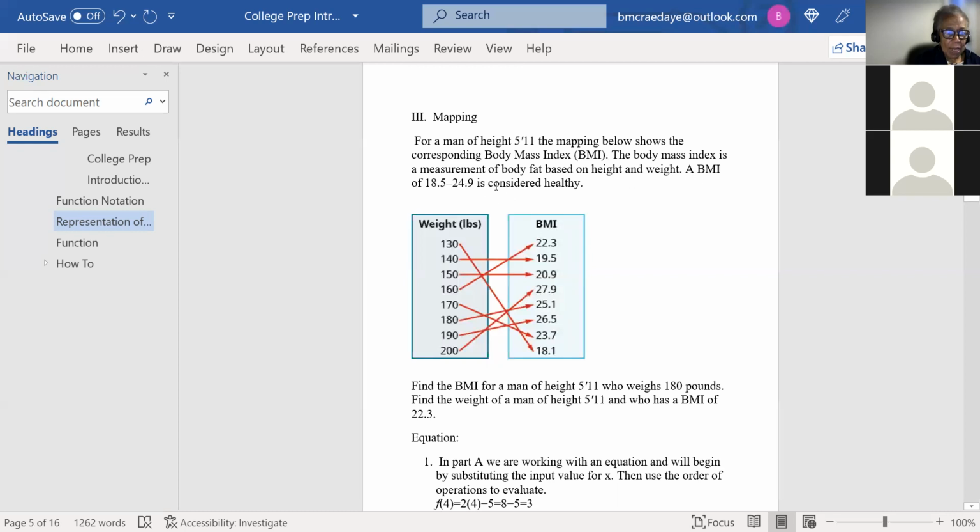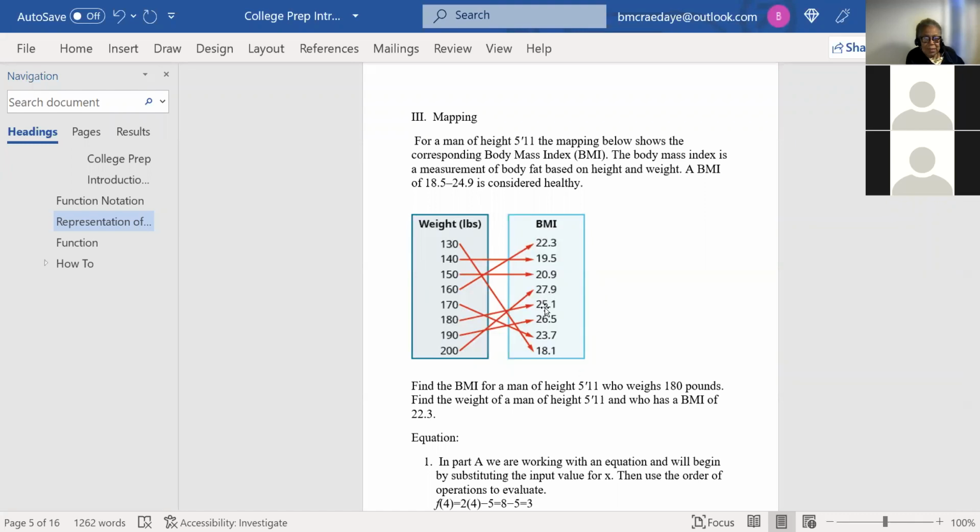of 18.5 to 24.9 is considered healthy. Now, what you do here is find the BMI for a man of height 5'11", because this whole thing is for 5 feet 11 inches, who weighs 180 pounds. So did you find it? Look at 180 pounds. What does that map to, Latoya? 26.5. 180? His weight is 26 BMI? Oh no, it's 25.1. 25.1. 180 maps to 25.1.